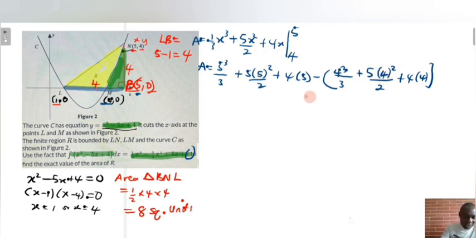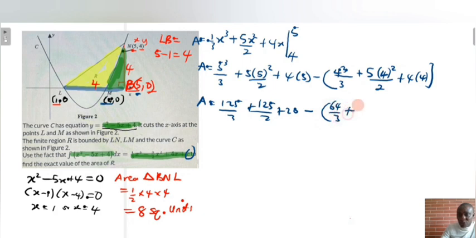So on expanding that, that's going to give us 125 all over 3 plus 125 all over 2. That's 5 times 5 is 5 squared times 5. That's 25 all over 2 plus 20, minus. So I'm going to have 4 to the power of 3 is 64 all over 3 plus 4 to the power of 2 is 16. And 16 times 5 is 80. 80 divided by 2 is 40.